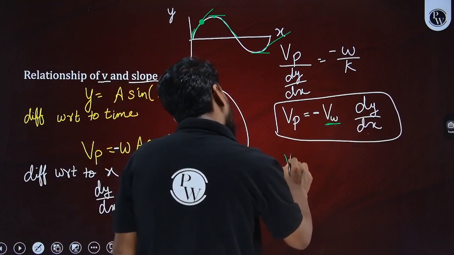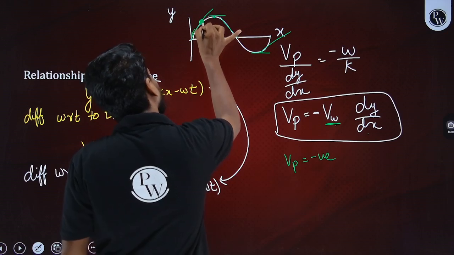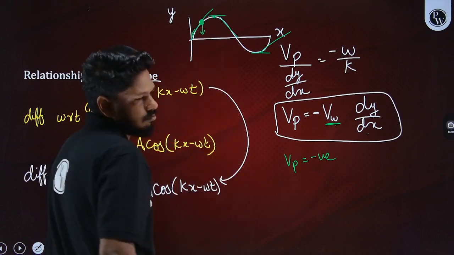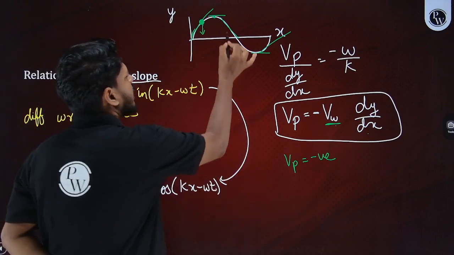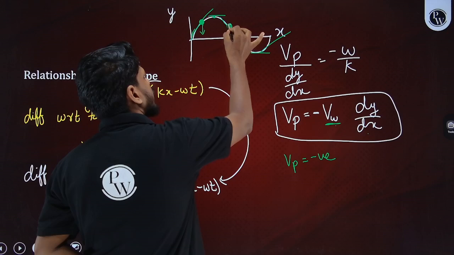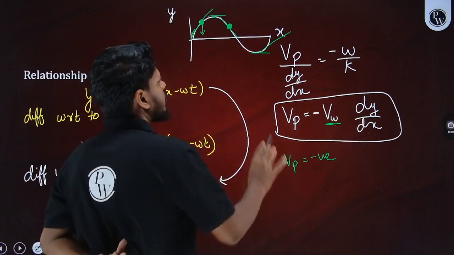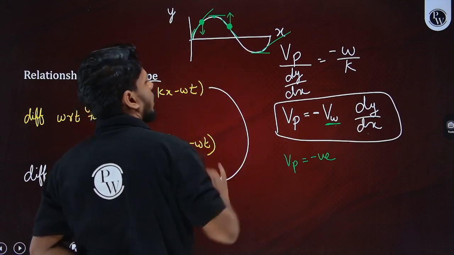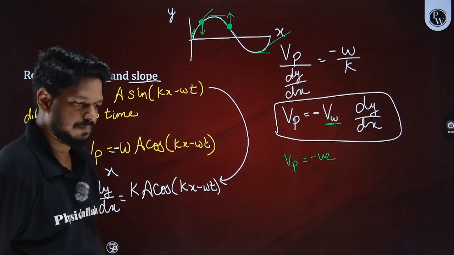So what will happen to velocity? Velocity will be negative. It means that this particle is going to come down. What about this particle, sir? Slope is negative. Negative into negative will become positive. It means that this particle is going to go up.